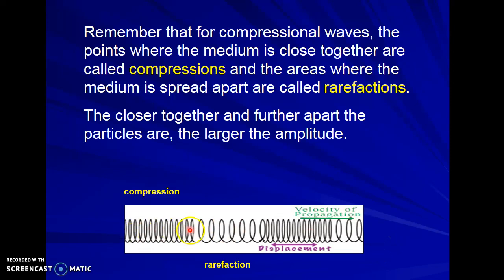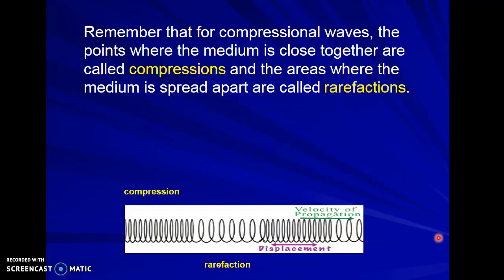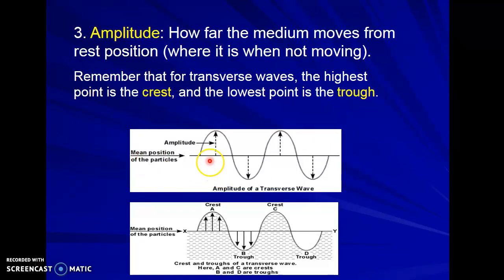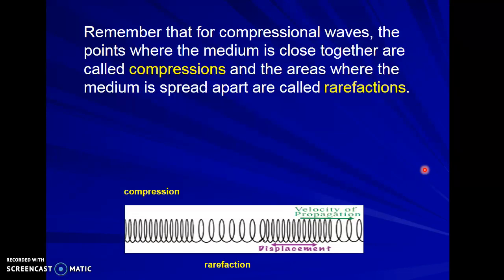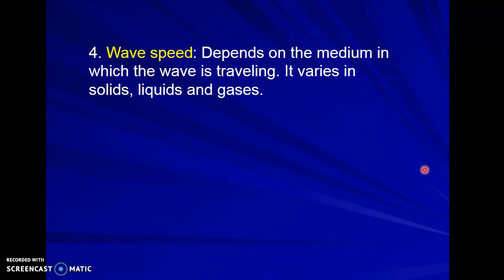The closer together our compressions are, and the more stretched out our rarefactions are, then the larger our amplitude will be. Now, we're not actually going to measure amplitudes for longitudinal or compressional waves. We will only measure amplitudes for, let me backtrack here, our transverse waves. So again, we're taking from the starting position of the particle or the middle of the wave to the top or the middle of the wave to the bottom. And we can actually get distance measurements, whether it's in meters or nanometers or something like that.